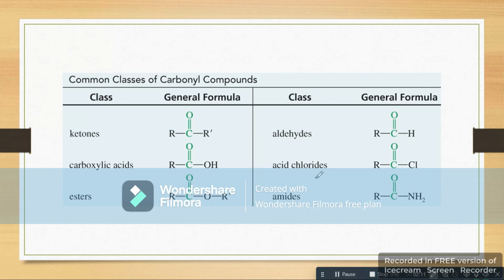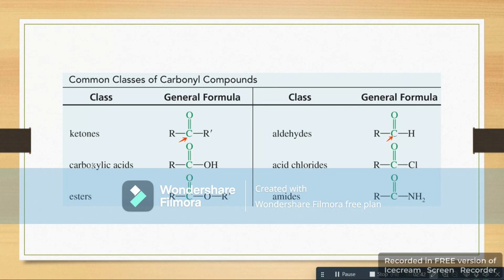These are the common classes of carbonyl compounds. We have ketones, aldehydes, carboxylic acids, acid chlorides, esters, and amides. Now ketones and aldehydes, they are similar because they have a C double bond O, and then on the two sides they have either an alkyl group or aryl group and hydrogen. There is no other element involved, ketones and aldehydes.